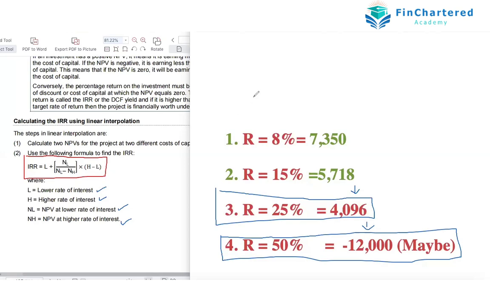Now again, in this case, I don't want you to calculate for this example because 50% and minus 12,000 was a dummy thing. It's not the real answer. I just told you an example. But if you have these four ingredients, one lower rate, one higher rate, and the NPV of the lower rate and the NPV of the higher rate, we can substitute them in this formula and get the IRR.